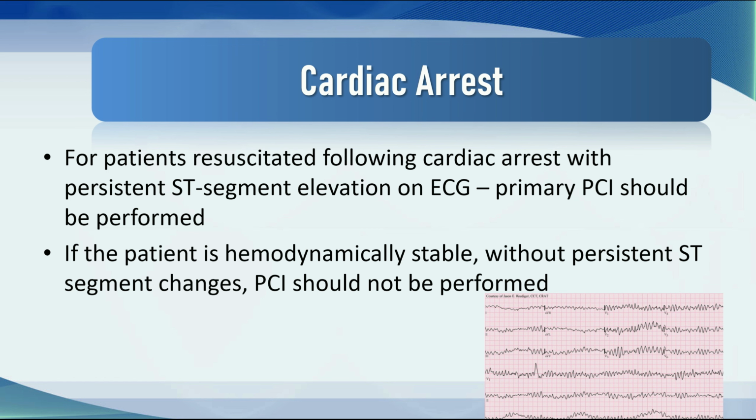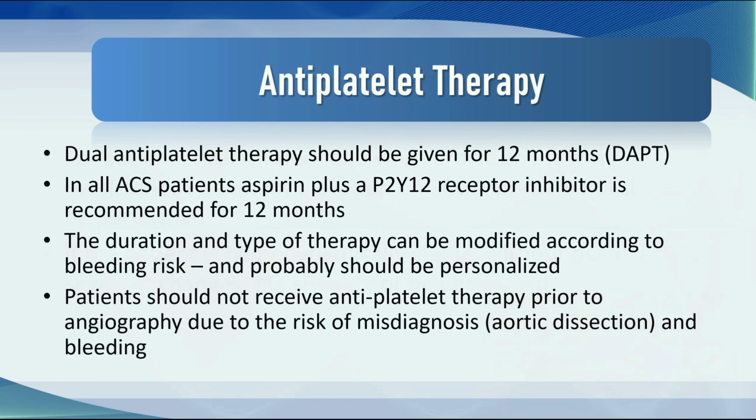If the patient is hemodynamically stable without persistent ST segment changes, PCI should not be performed. Subsequently, dual antiplatelet therapy should be given for 12 months, and that involves the P2Y12 receptor inhibitors plus aspirin. The duration and type of therapy can be modified according to bleeding risk and probably should be personalized.